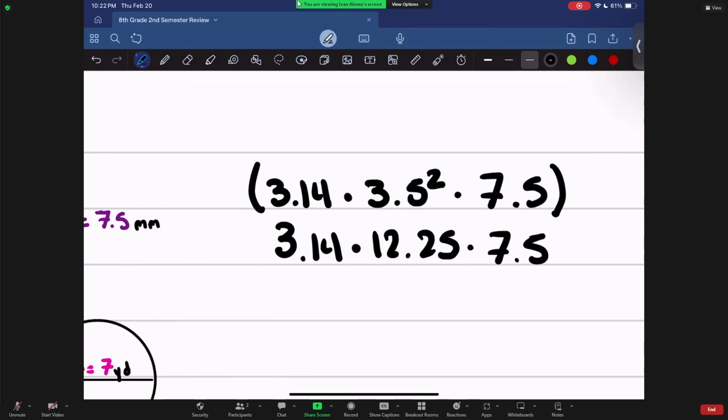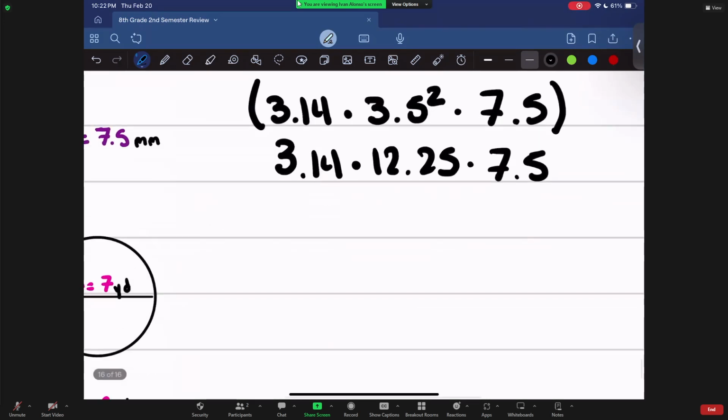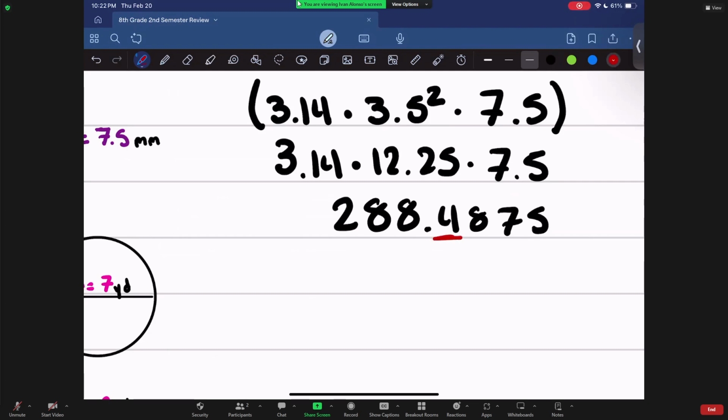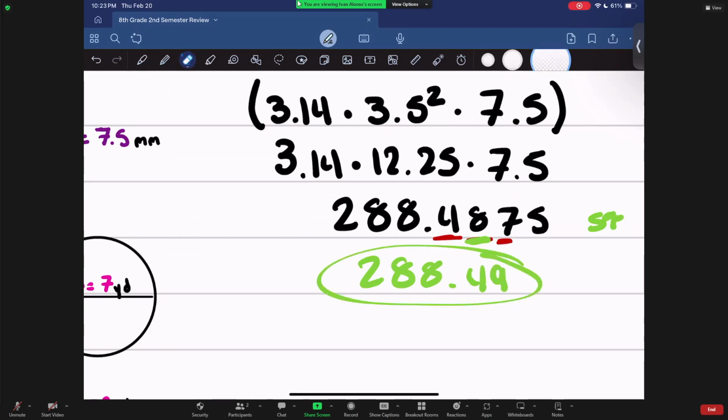Okay, so 12.25 times 7.5 is 288.4875. I would round this to the nearest hundredth, sometimes even to the nearest whole number. Remember, this is tenths, hundredths, thousandths, and I don't remember what comes next. So, if we're going to round to the nearest hundredth, this is our hundredths. Look at the number after it, greater than 5. So this rounds up, and our answer is 288.49. Okay, there's that one.